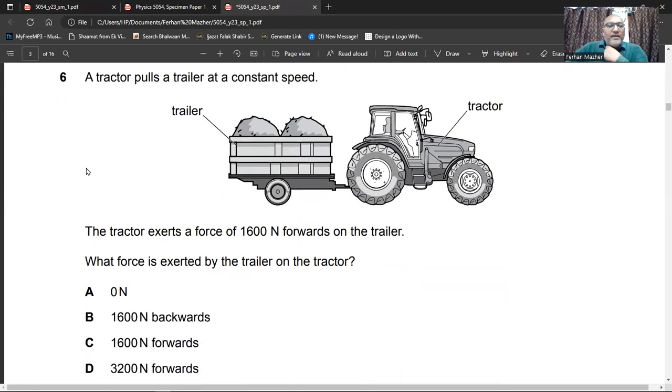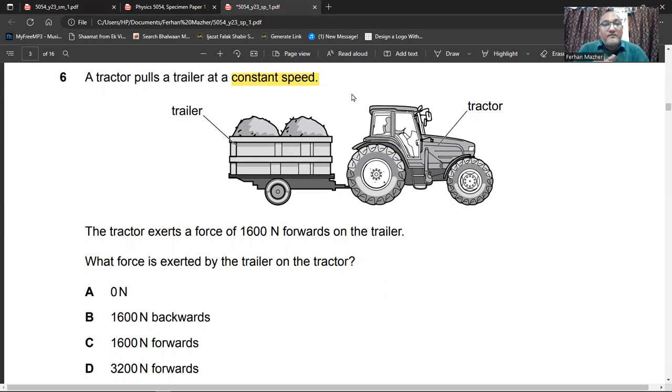Okay, so here we have a tractor pulls a trailer at a constant speed. This word is very important. Highlight this word. A tractor pulls a trailer at a constant speed. The tractor exerts a force of 1600 Newton forwards on the trailer. What force is exerted by the trailer on the tractor?